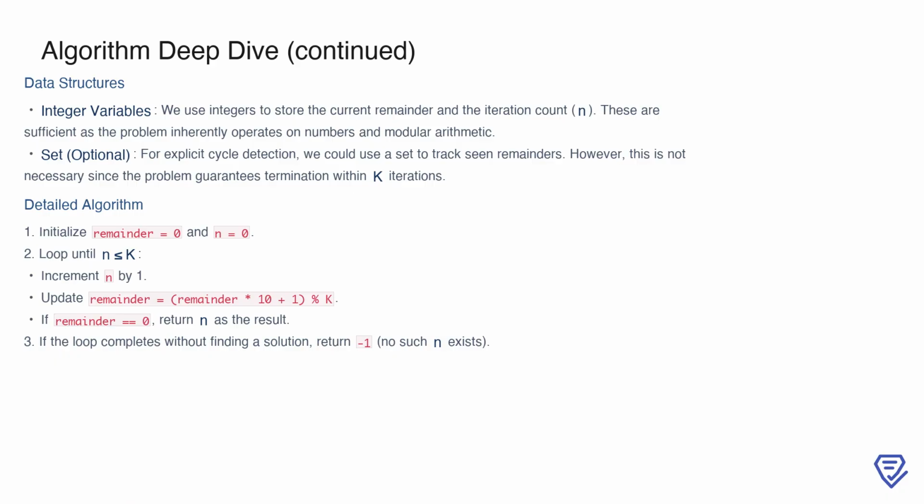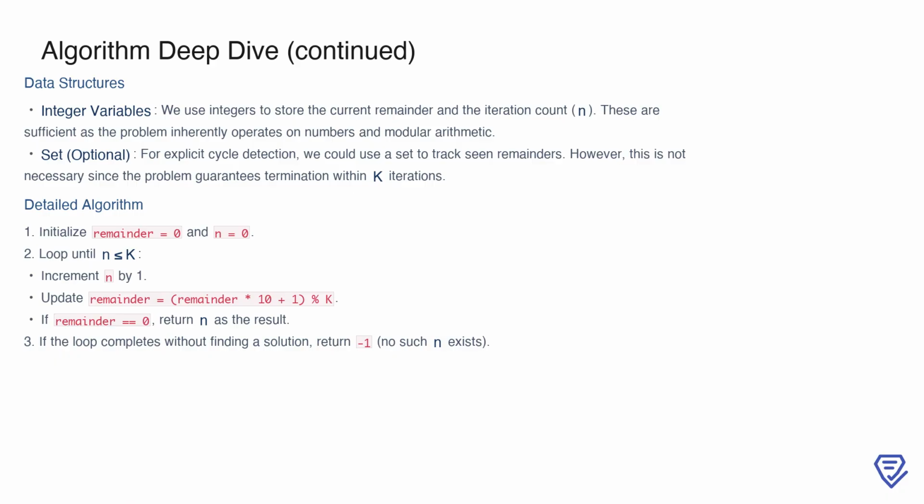Optionally, we could use a set to explicitly track seen remainders for cycle detection, but this is unnecessary since the algorithm inherently guarantees termination within k iterations. The detailed steps of the algorithm are as follows: initialize remainder to 0 and n to 0. Then, enter a loop that runs while n is less than or equal to k.